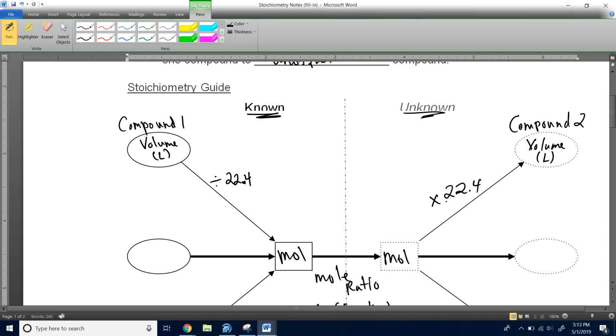22.4. Okay, we always divide on this side when we're going from a known quantity to our moles. And then when we have our moles, we always multiply to get to our unknown value that we're looking for.